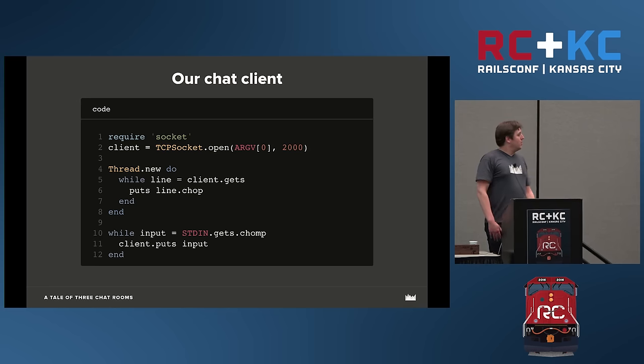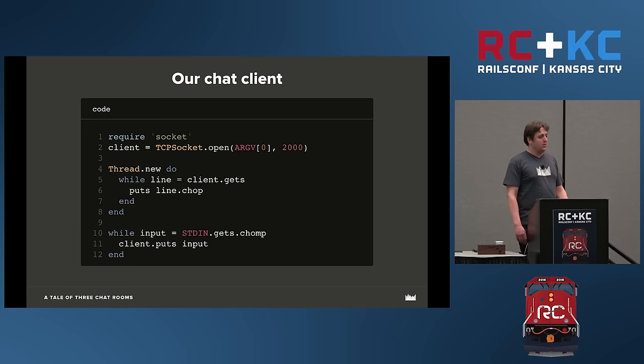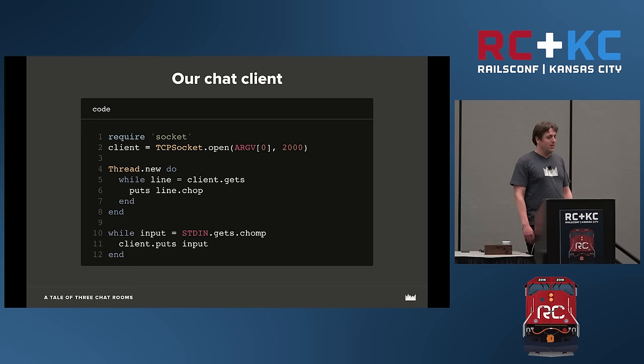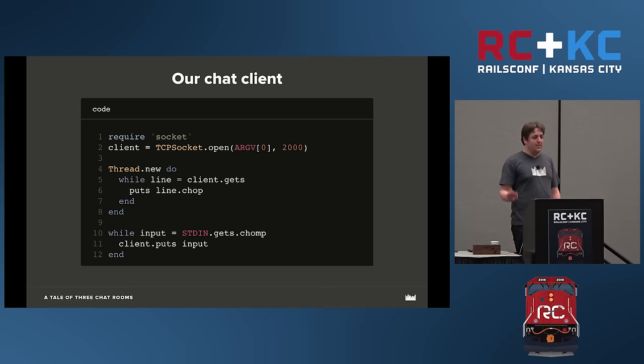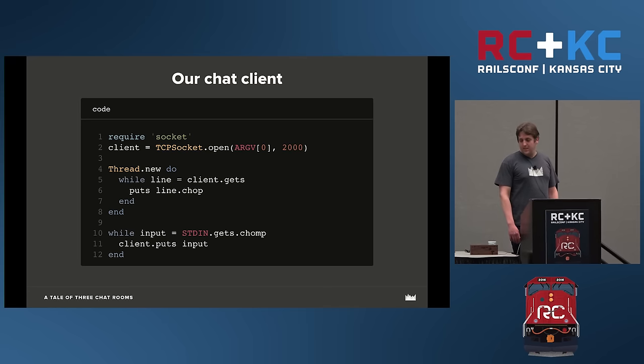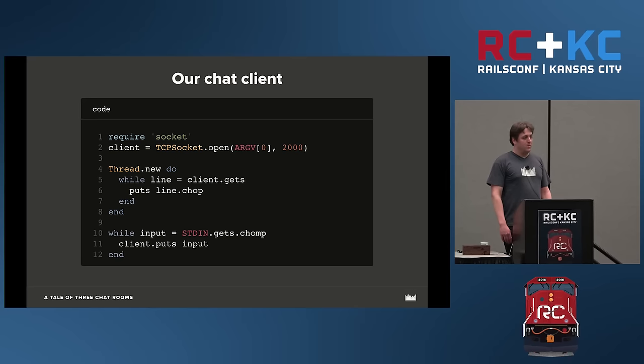We'll start with discussing the chat client. This file is called client.rb, if you checked out the repository. And this uses just the basic networking stuff from the Ruby standard library to make a connection. So it starts by requiring socket, which brings in all this network logic. And then it opens a TCP connection to a certain address.